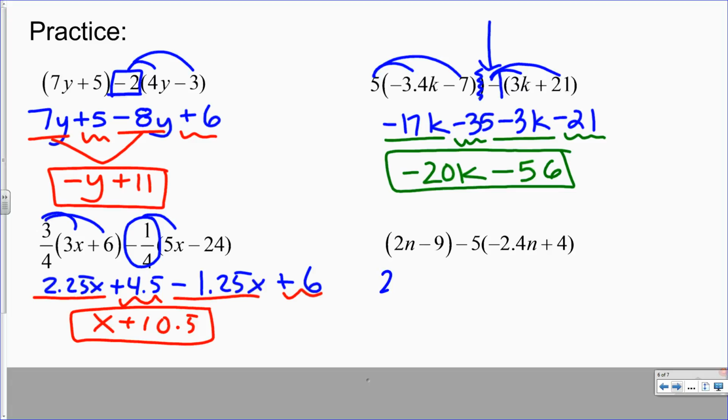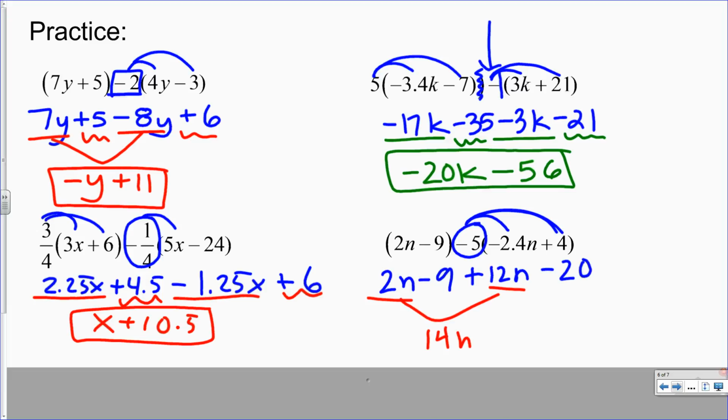Finally, there's nothing to distribute on the first one, so 2n minus 9. On the second one, you need to distribute this negative to both of them. A negative 5 times a negative 2.4, two negatives make a positive, so it should be plus 12n. Then I have a negative 5 times a positive 4, which is a negative 20. So then I would find my like terms. I have 2n plus 12n. Let's combine to make 14n. And I have a negative 9 minus 20. Same signs, so I'm going to add them and keep the sign so it's negative 29.